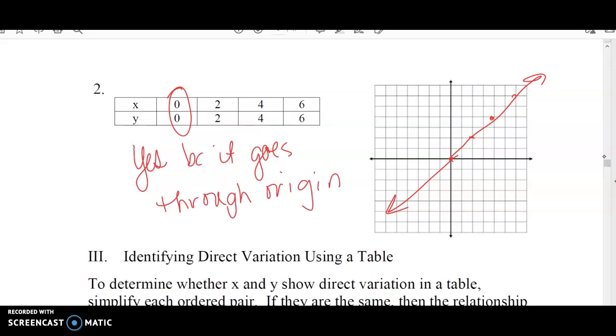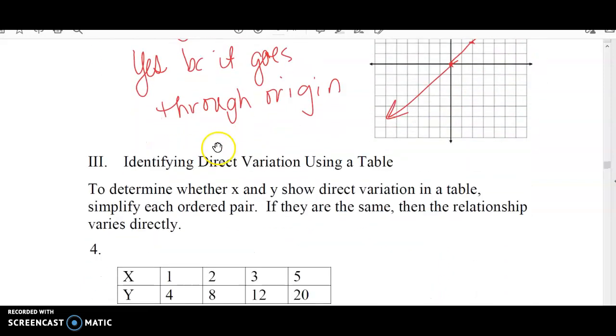If you're looking at this, to get from x to y, you're only going to do one thing to it. In this instance, y equals x. I'm going to take x and times it by 1 to equal y. So if x is 2 times 1, y is 2. If x is 4 times 1, y is 4. If x is 6 times 1, y is 6. When you look at direct variation, I'm going to plug something in for x, and I'm either going to multiply or divide it by a value, and it's going to give me y right away.